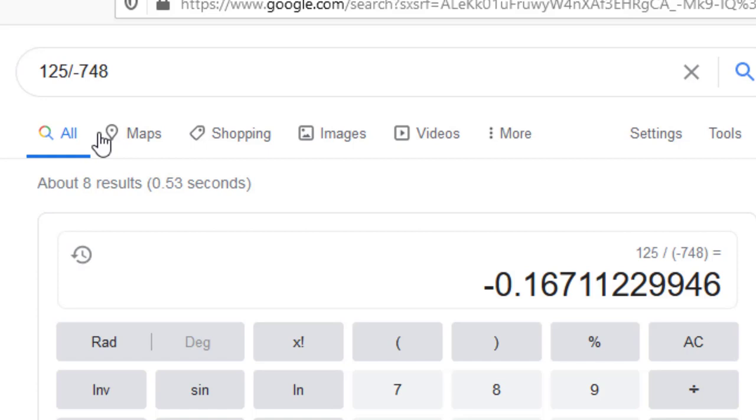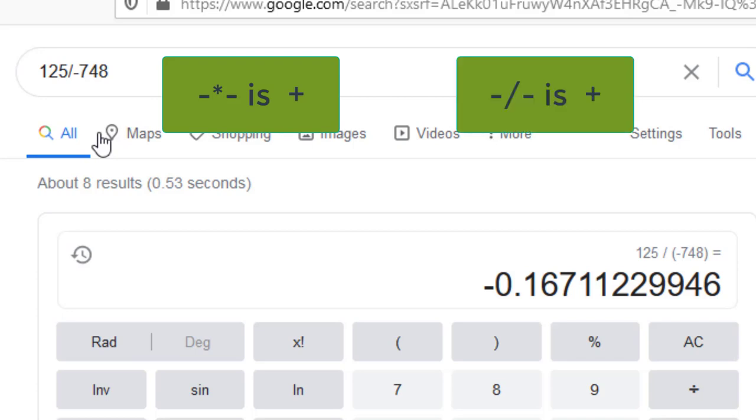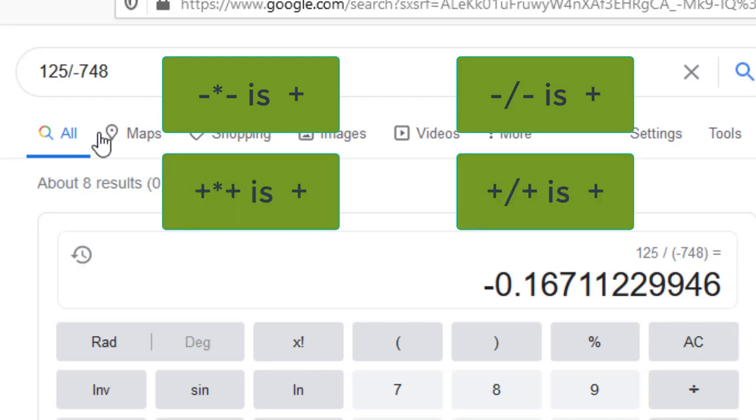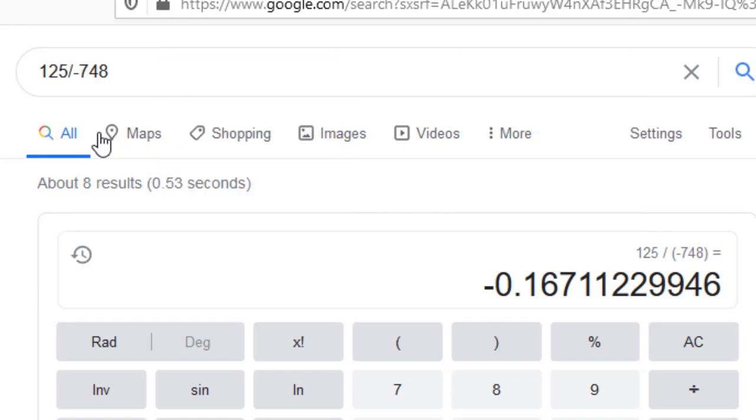So it looks like negative times negative is positive. Negative divided by negative is also positive. Positive times positive is positive. Positive divided by positive will be positive. So if the signs are the same, division is a positive result. But if the signs are different, it's a negative result. Why? Oh, you know what? The best way I think to look at this, let's go back to the board.